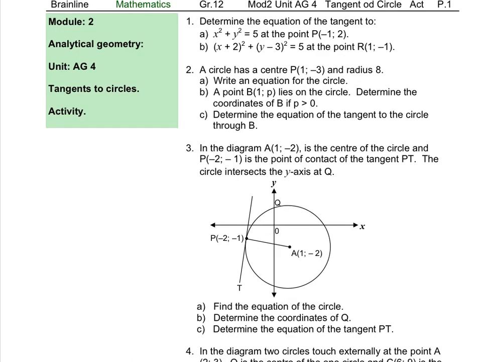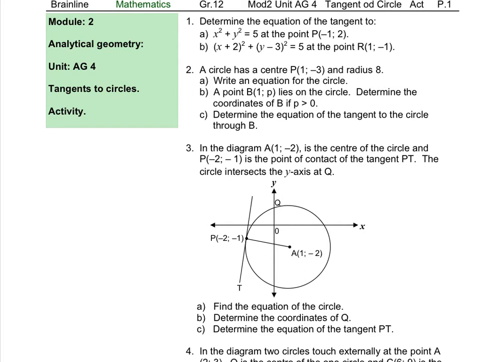Let's look at what is expected of you in this activity. Question 1. Determine the equation of the tangent to a, x squared plus y squared equal to 5. In other words, it's a circle where the center is the origin 0, 0. And the tangent is at the point P where x is minus 1 and y is 2. So we will first find the gradient of the radius and use that gradient to determine the gradient of the tangent, which is perpendicular to the radius.